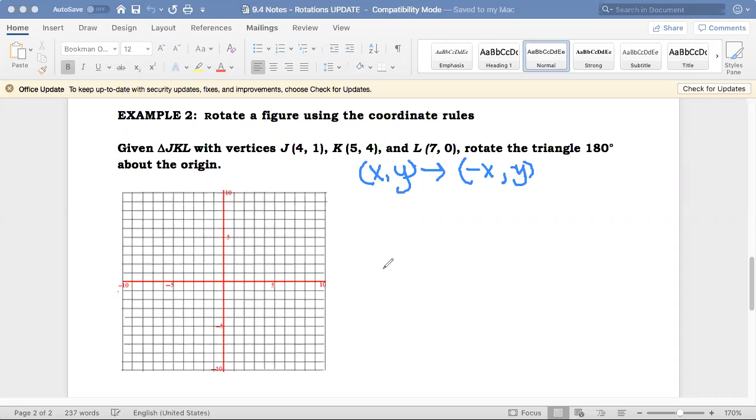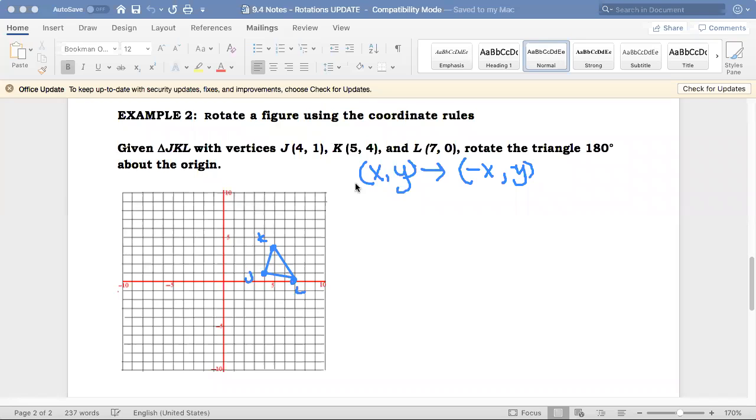So first, let's go ahead and plot our original triangle. So J is at 4, 1. So here we've got J. K is at 5, 4. And then L is at 7, 0. And then I'm going to connect my lines together. And then we can go ahead and get started on our translations.